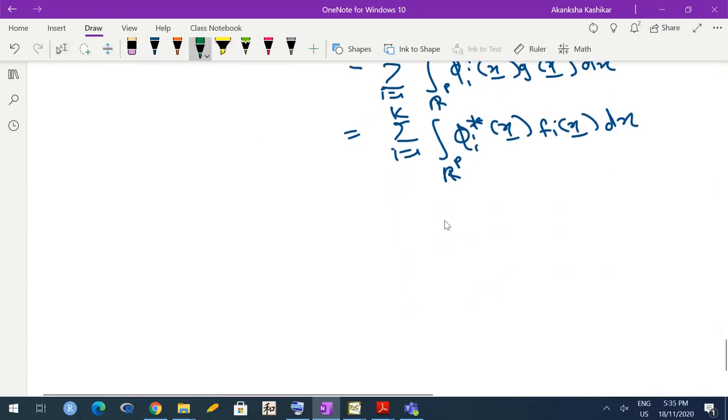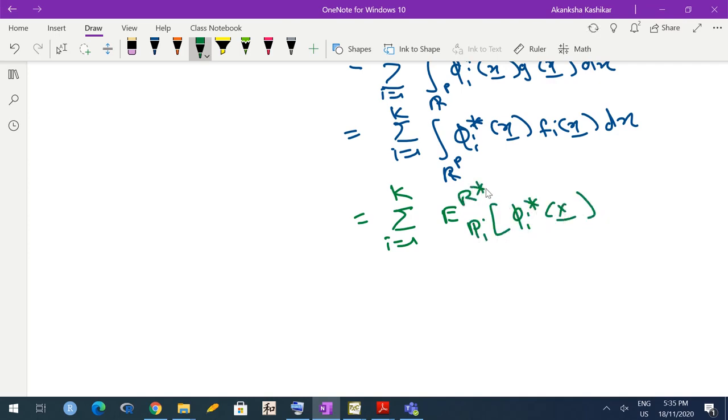Okay, now what does this mean? This is nothing but expectation again, because now f_i is a PDF. Okay, g(x) was not a PDF, but f_i is a PDF. So this is the expectation with respect to the ith population of phi_i star(x) with respect to rule R star, because now the partition considered is as per rule R star.